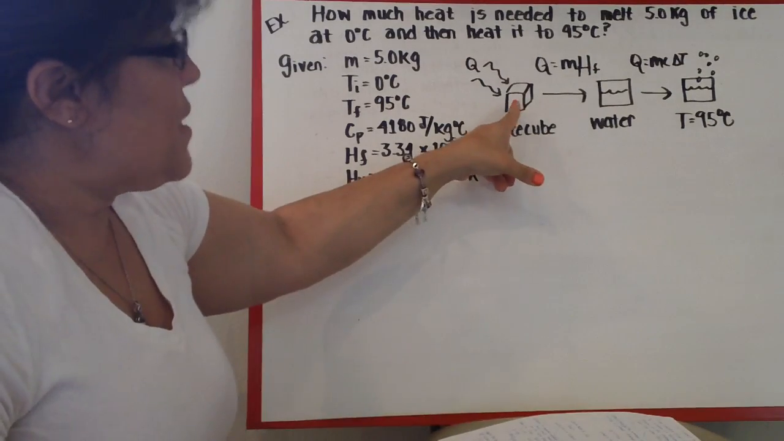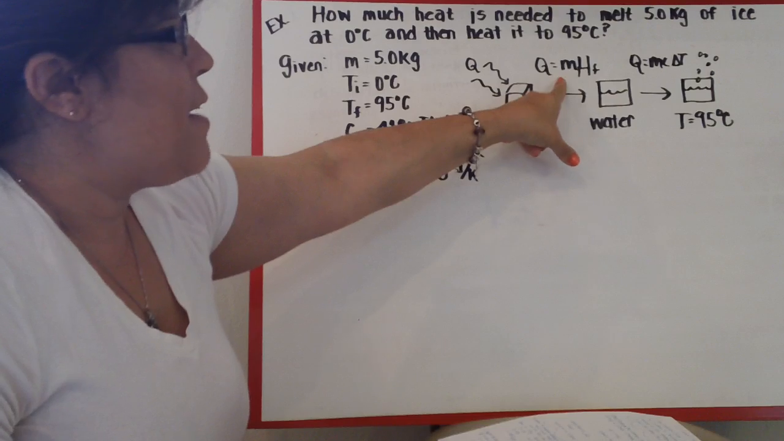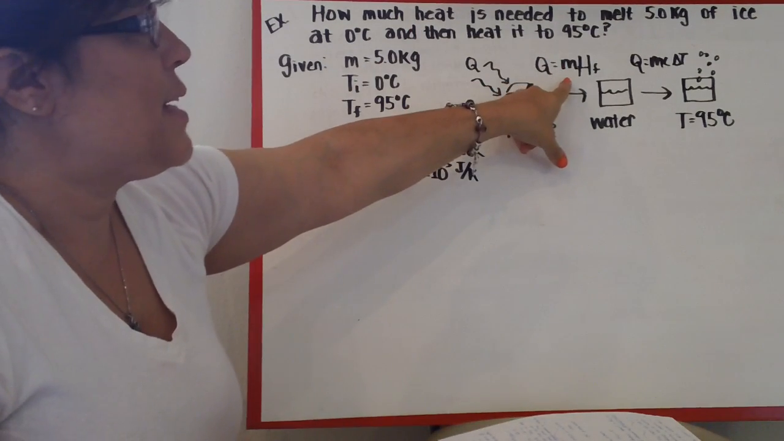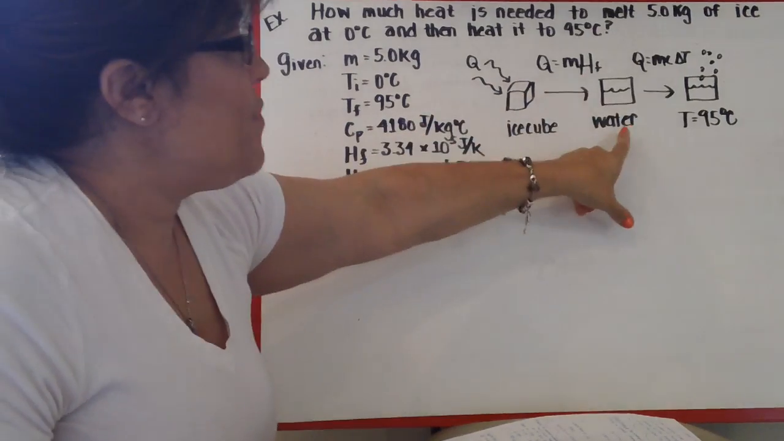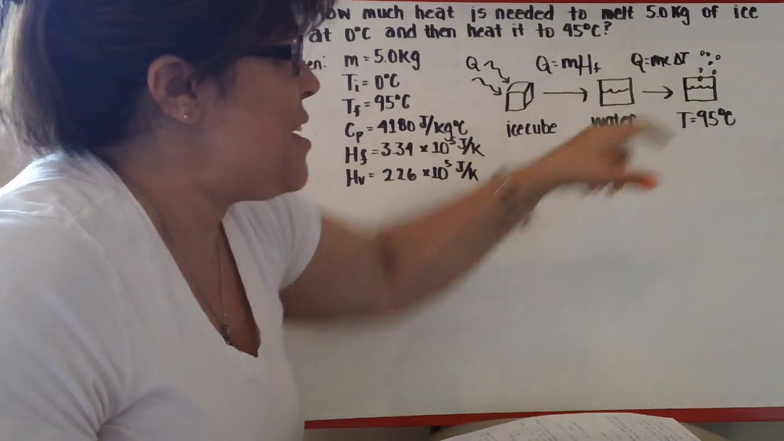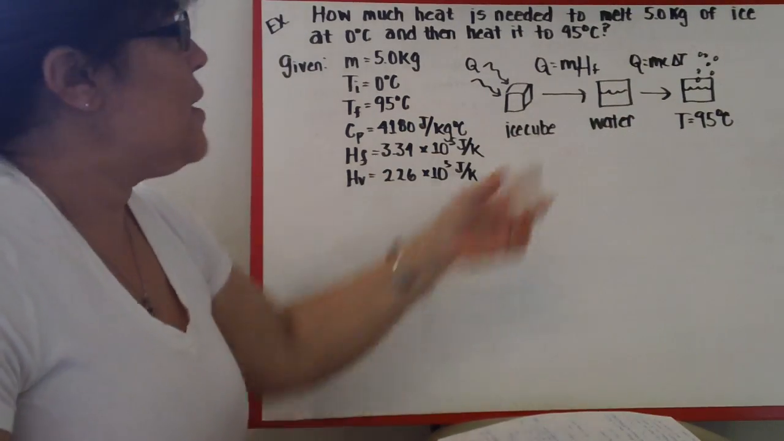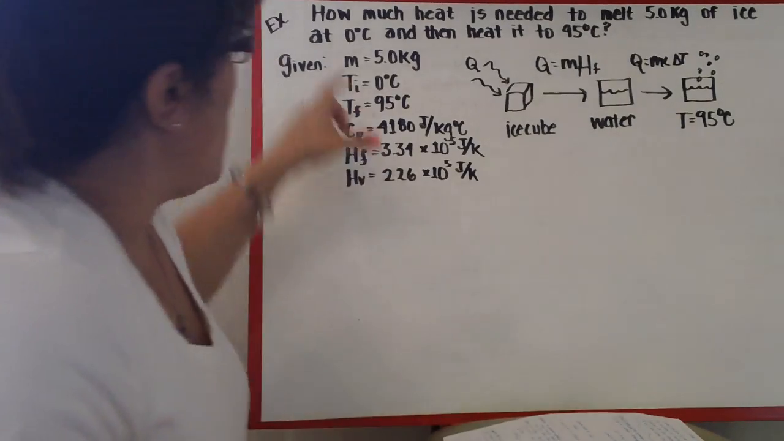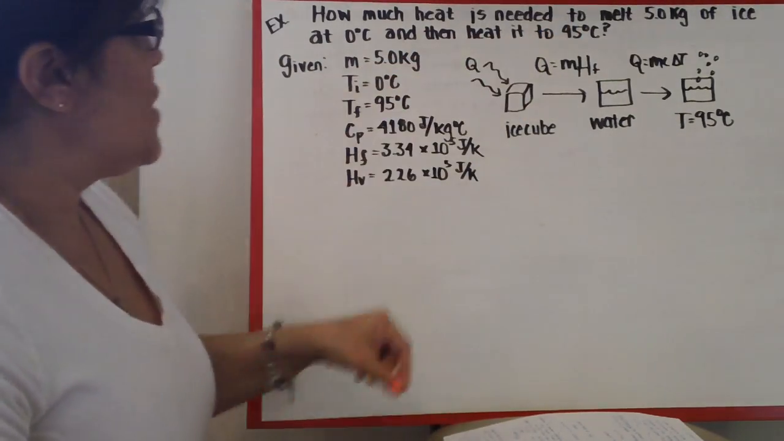So from this phase, from the ice to the water, the heat added is going to be the latent heat of fusion. And then from the water to a raised temperature, it's going to be your MCAT equation. So the total heat is going to be this one plus this one. So let's solve this. How much heat is needed to melt 5 kilograms of ice?